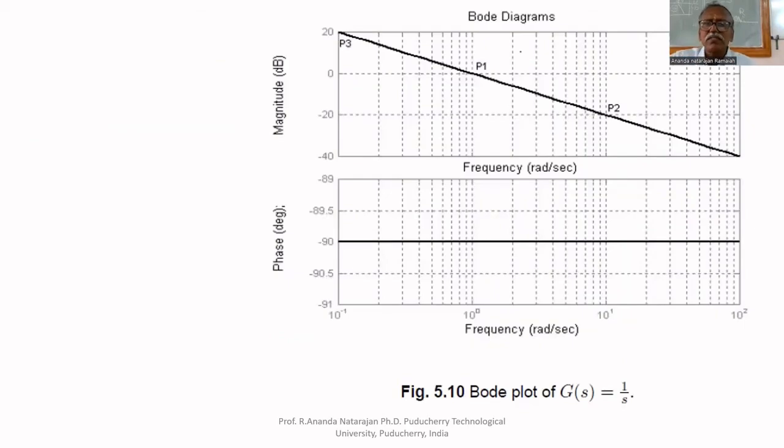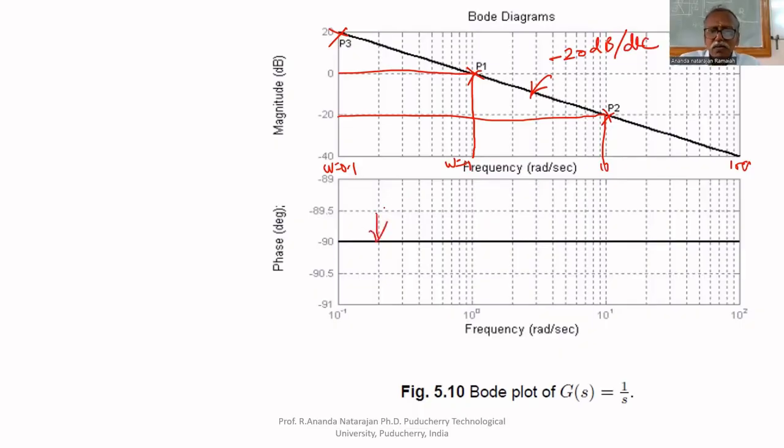Suppose this is omega equal to 1. Here omega equal to 0.1, omega equal to 10, omega equal to 100. So the magnitude, when omega equal to 1, is 0. When omega equal to 10, you will get minus 20. When omega equal to 0.1, plus 20. The slope is minus 20 dB per decade.